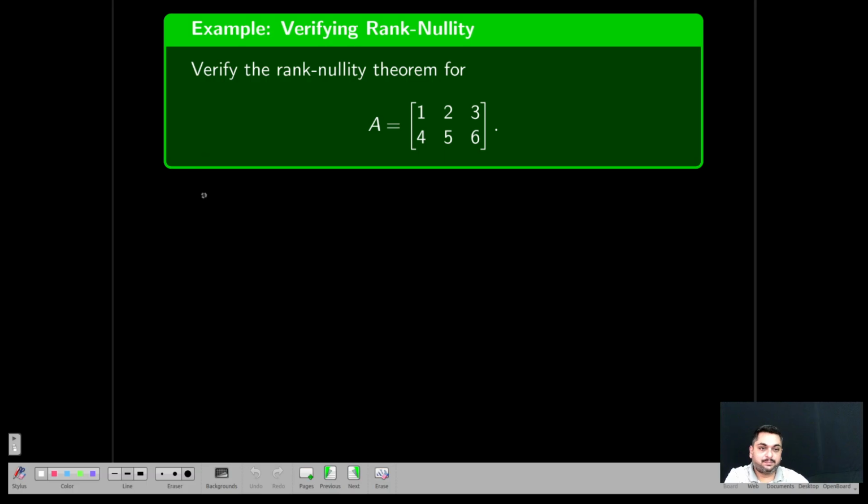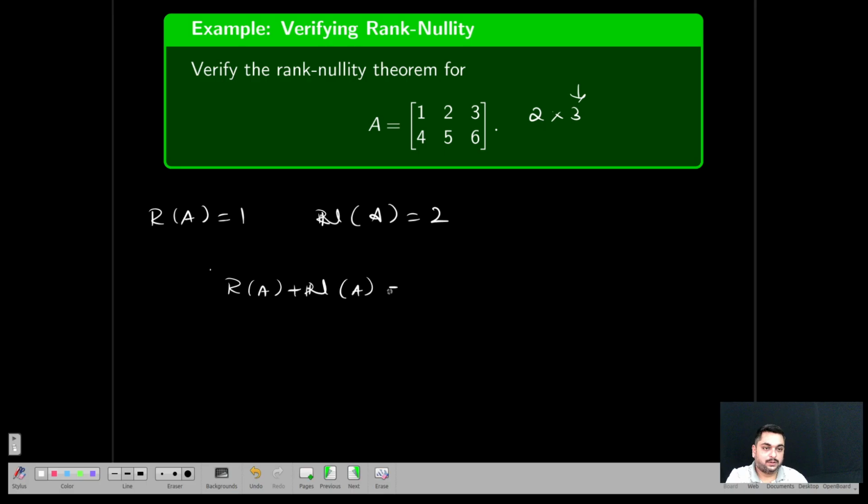In the same example, you got rank of A equal to 1 and nullity of A equal to 2. What is the order of this matrix? 2 cross 3. So the sum of these two should be 3. Rank of A plus nullity of A should be equal to 3. So 1 plus 2 is equal to 3. That verifies the rank nullity theorem.